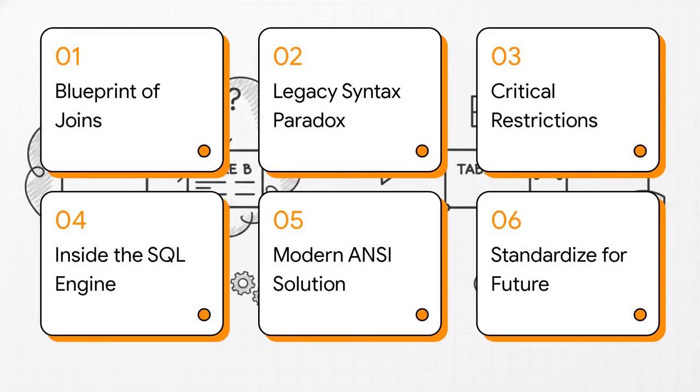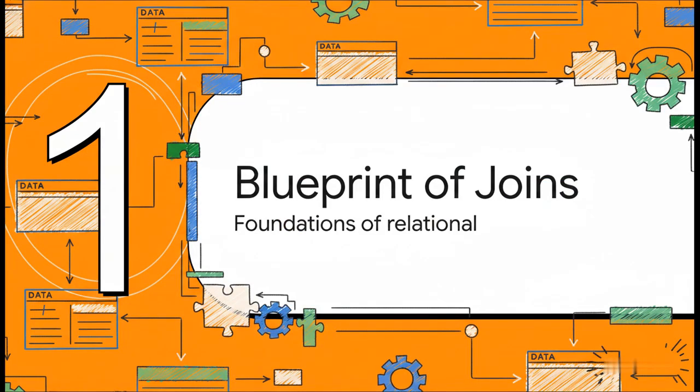All right, here's our roadmap for today. We're starting off with the blueprint of joins, then moving into the legacy syntax paradox, followed by critical restrictions and errors. After that, we'll take a peek inside the SQL engine, look at the modern ANSI solution, and finally, wrap up with standardizing for the future. Let's get to it. Section 1, the blueprint of joins, setting the foundation.